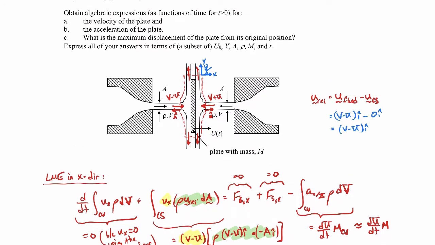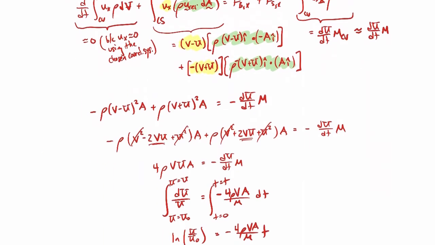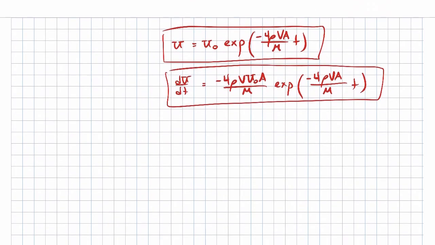The last part of the problem, let me go back up here, is what's the maximum displacement of the plate from its original position? So we're trying to find the position as a function of time, and then we'll just take a look at it for a long period of time. To find the position, we know that the position is related to the velocity by dx/dt equal to the velocity, right? So we can substitute in for our velocity now that we know it, and then integrate both sides.